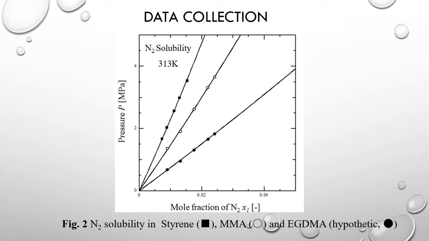Normally, the solubility obeys Henry's law up to atmospheric pressure, which is around 0.1 MPa. But for styrene and MMA, it obeys Henry's law beyond that, up to 4 MPa. This condition indicates the existence of a key group. Since EGDMA is a derivative of MMA, we expected the key group might exist in EGDMA as well. This one is the collection of experimental data. Next, I would like to explain the theoretical background and modeling.